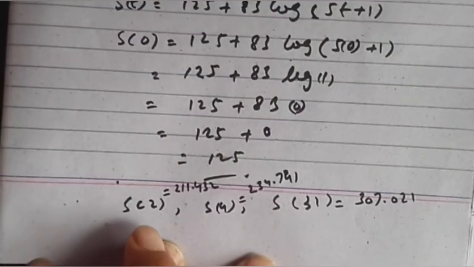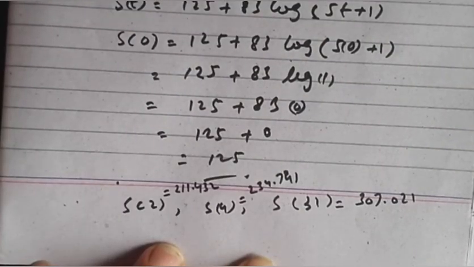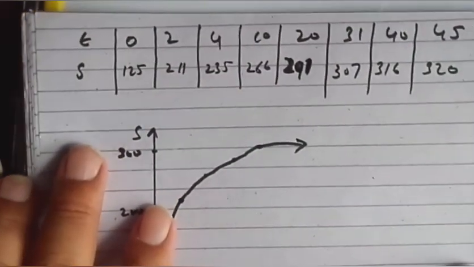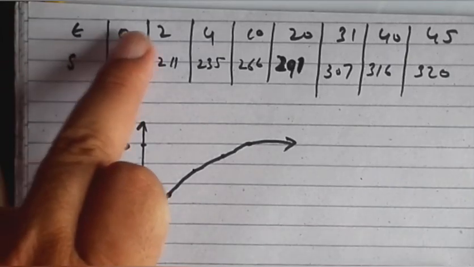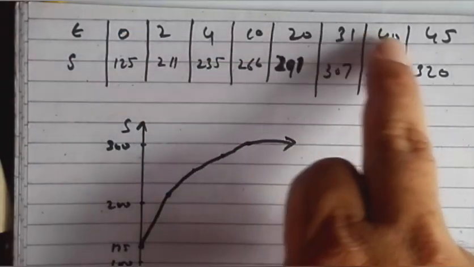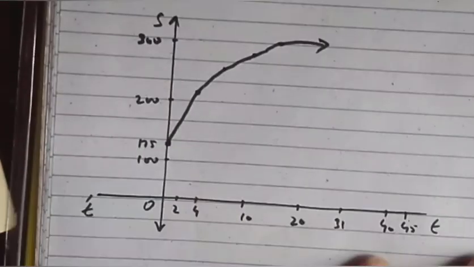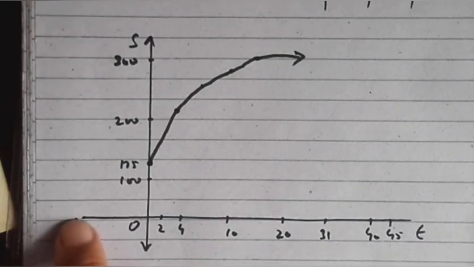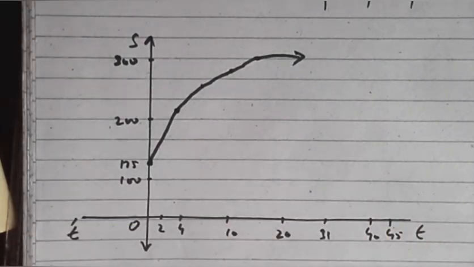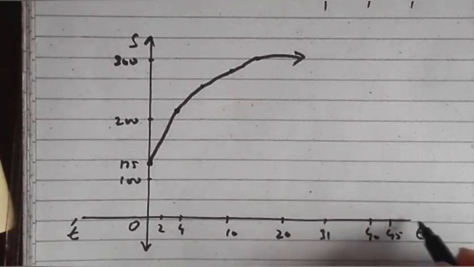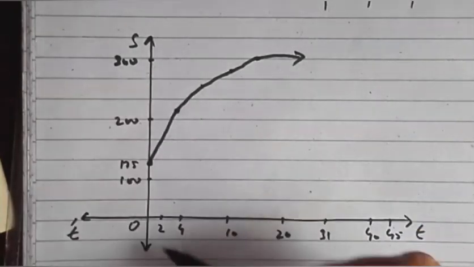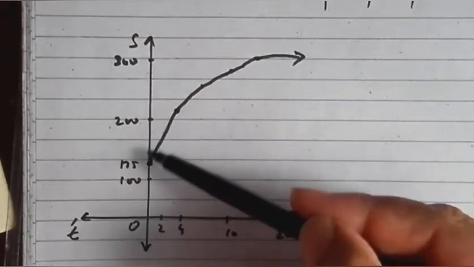Similarly, we will get S of 2 equals to 211.432, S of 4 equal to 234.741, and S of 31 equal to 307.021. So we can make a table like this: T 0, 2, 4, 10, 20, 40, 45, 31. We will get the values like these, and then we will take the x-axis as T, and the S on the y-axis, and then we will plot all these points and draw the graph like this.